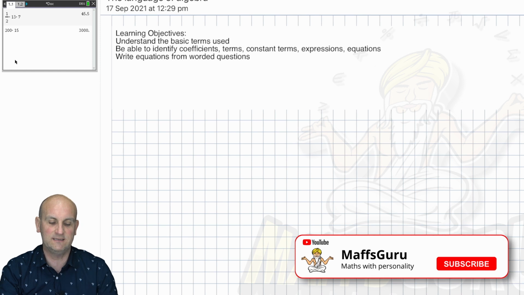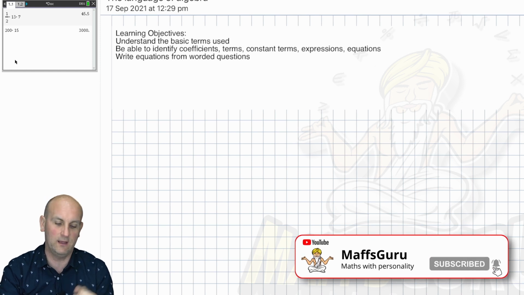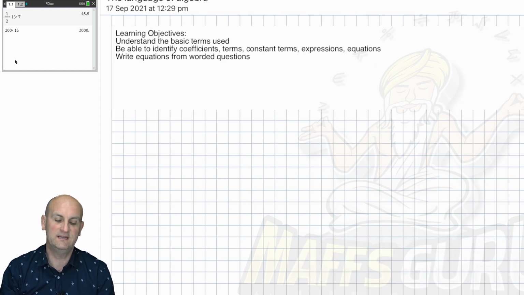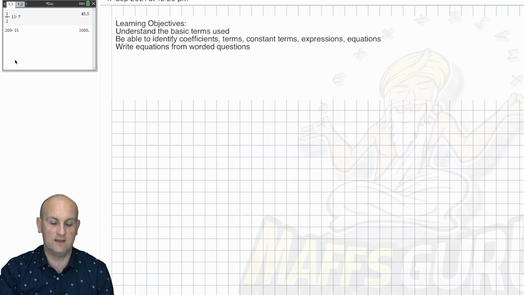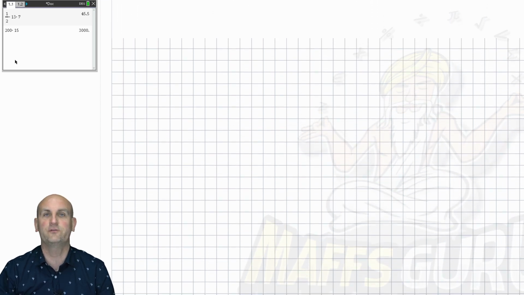Right, understand basic terms. What are we going to look at? That's what I'm doing. Understand what the basic terms are. Identify coefficients, terms, constants. What's an expression? What's an equation? And write equations from worded problems. Now I'm following the Cambridge Essentials textbook series, and thank you, Cambridge, for allowing me to use your stuff.